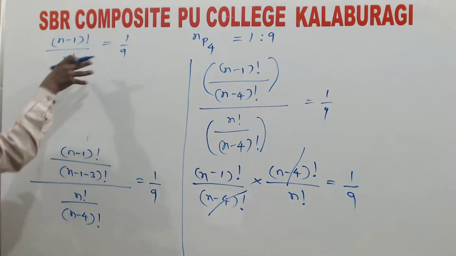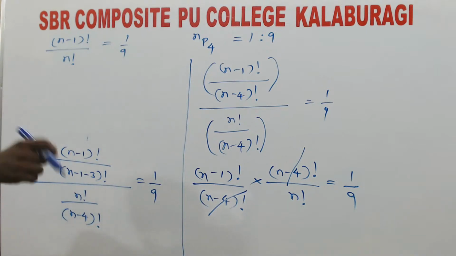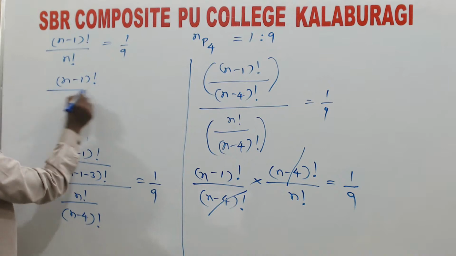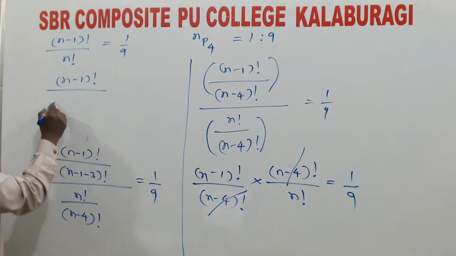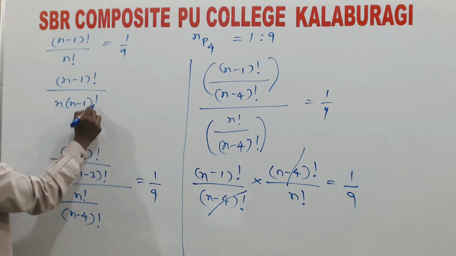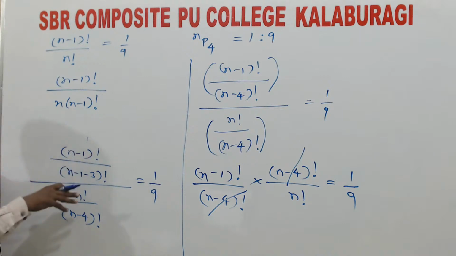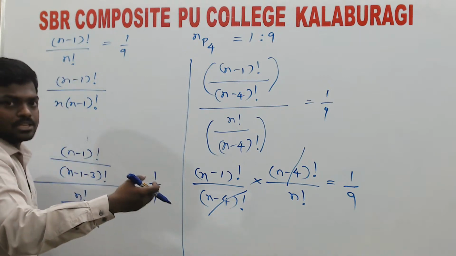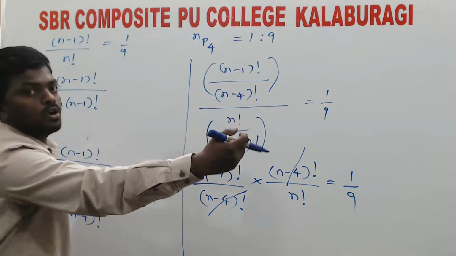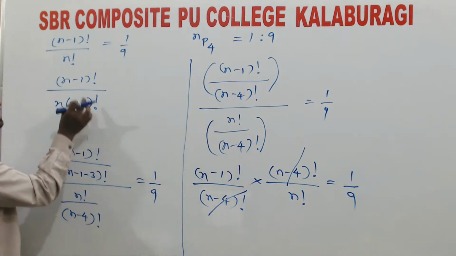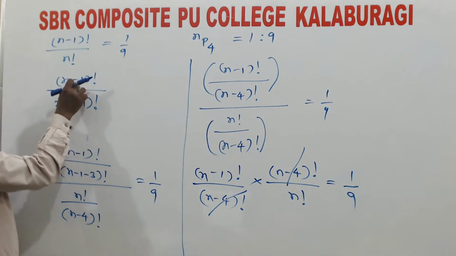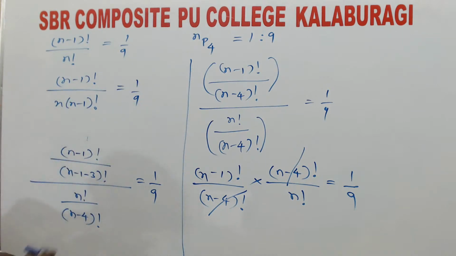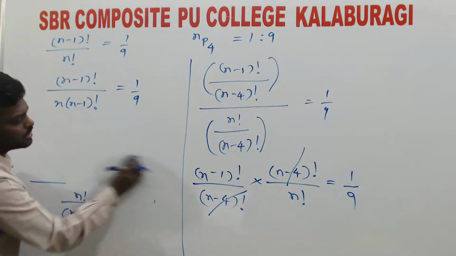Now keep on observing carefully at each and every step. Can I write n factorial as n into (n minus 1) factorial? I'll stop here itself. The definition of n factorial is n into n minus 1, n minus 2, and so on up to 3, 2, 1. But since I have (n minus 1) factorial in the numerator, I'll keep it as it is because our simplification will be much easier.